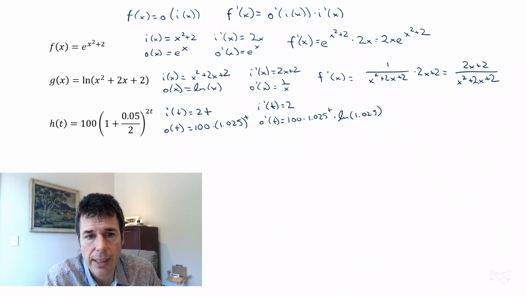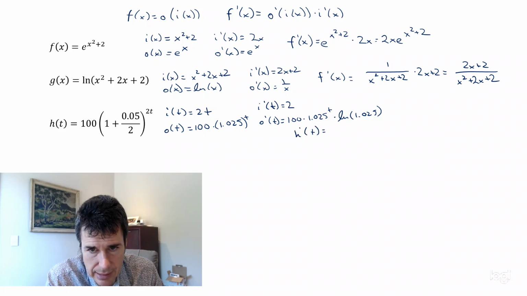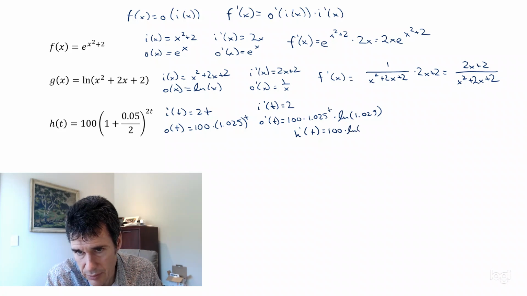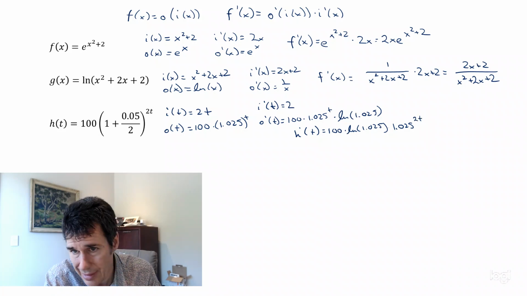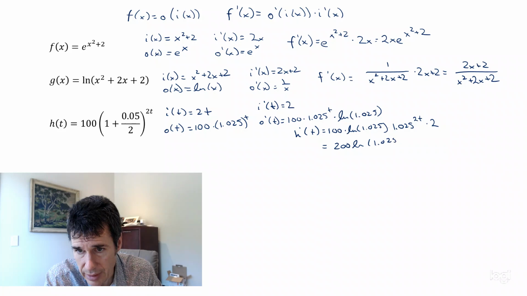So we now take our derivative. H prime of t is the derivative of the outer function applied to the inner function. So it's 100 times the natural log of 1.025 times 1.025 to the power 2t, plugging in the inner function, times 2. So that's equal to 200 natural log of 1.025 times 1.025 to the power 2t.